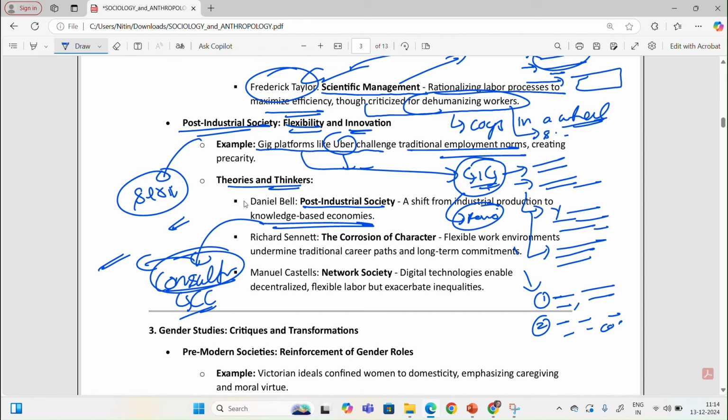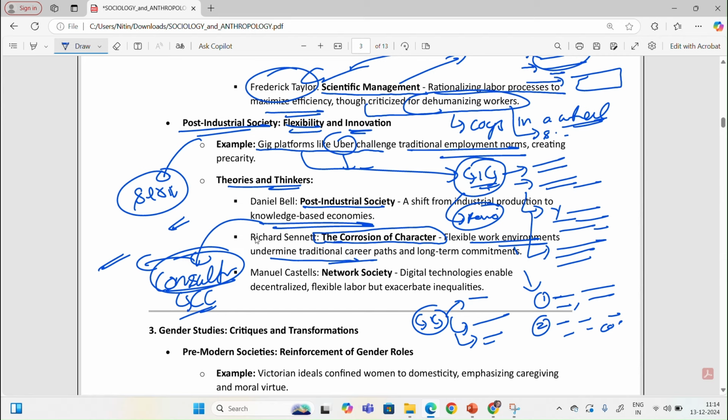So that is what knowledge-based economy is. Then you have the theory of corrosion of character, which says that although flexible work environments undermine traditional career paths, they are undermining traditional career path and long-term commitment, and which has led to corrosion of character. For example, say a gig worker: today, if Zomato pays him more, he'll go there. Otherwise, he'll go to Zepto or some place else.